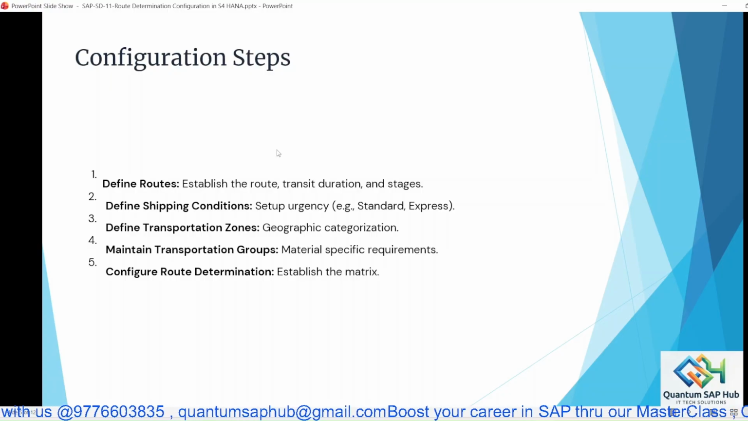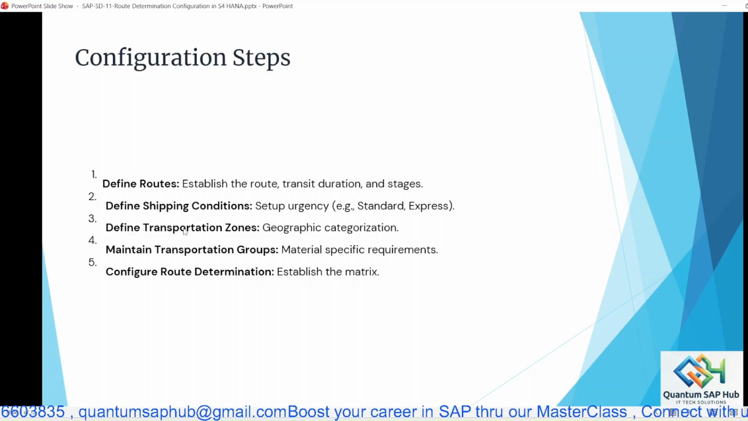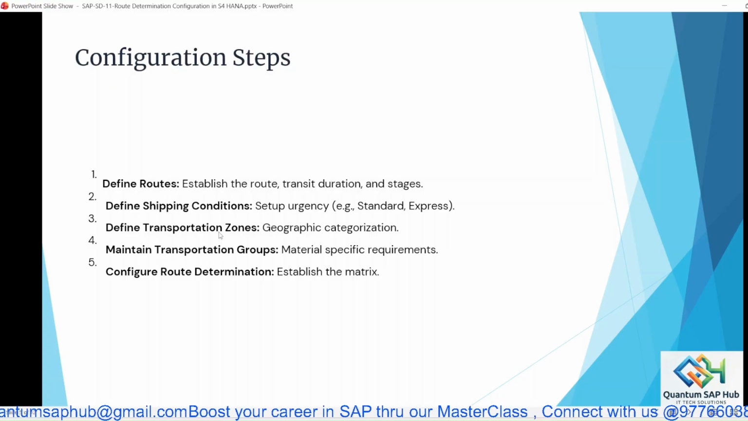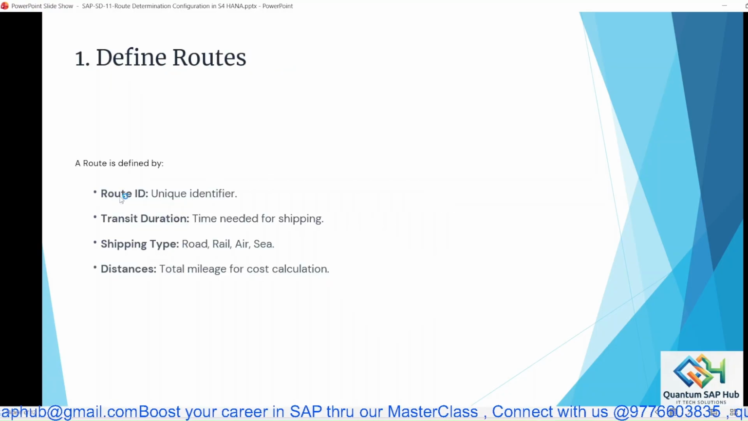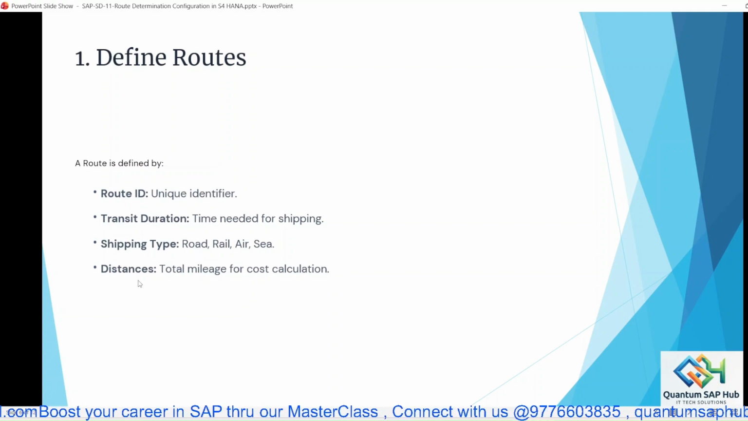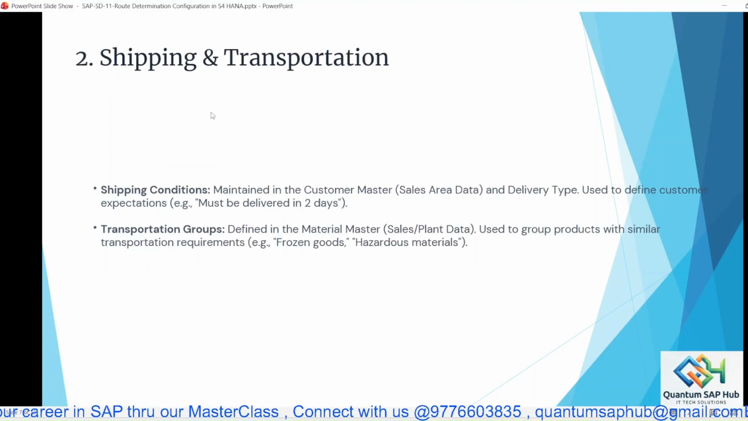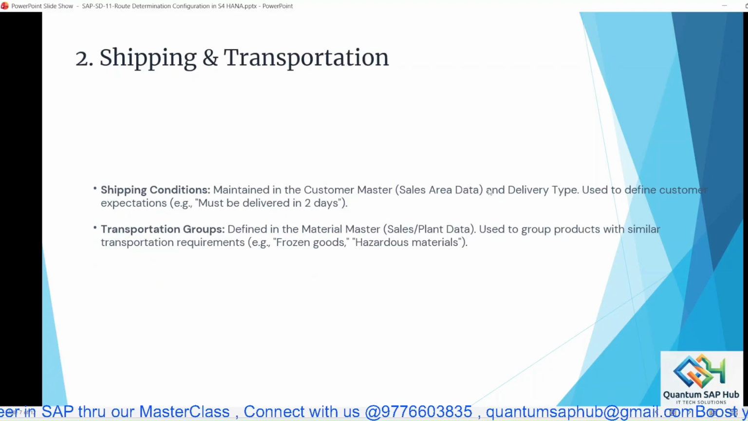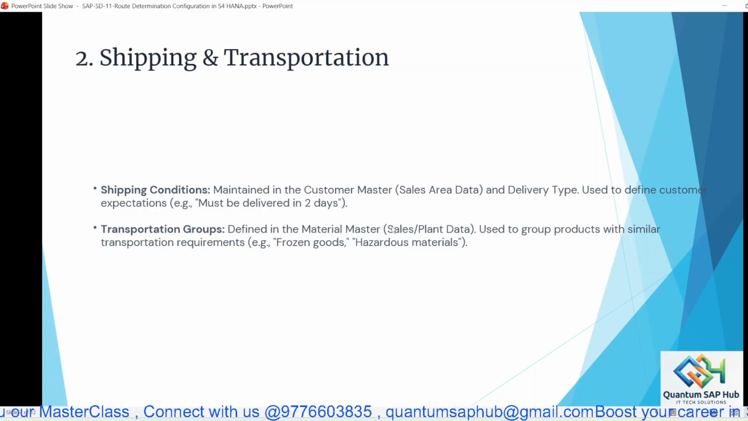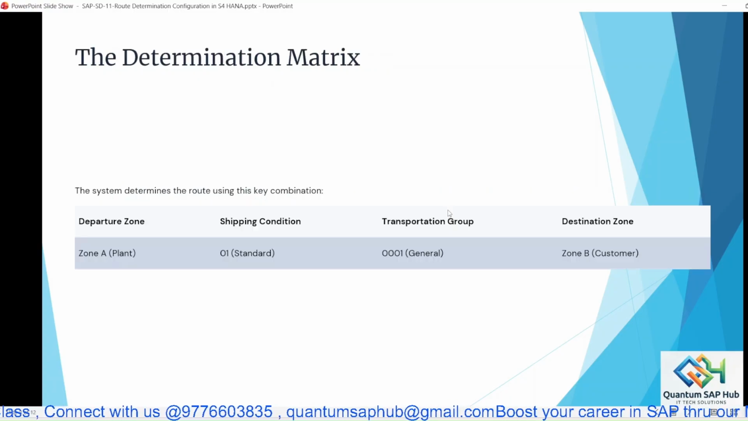So route determination depends upon the shipping condition, transportation group, and also the transportation zones. The route will have a Route ID, which is a unique identifier, transit duration, shipping type, and also distances. The shipping condition is maintained in the customer master and the sales order delivery type. The transportation group is available in the material master, sales and plant.